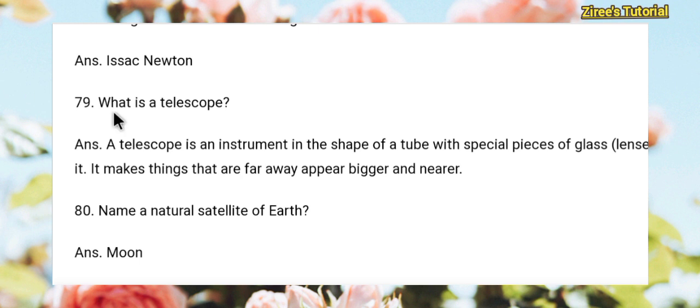Next question. What is a telescope? A telescope is an instrument in the shape of a tube with special pieces of glass lenses inside it. It makes things that are far away appear bigger and nearer. Name the natural satellite of Earth. The natural satellite of Earth is Moon.